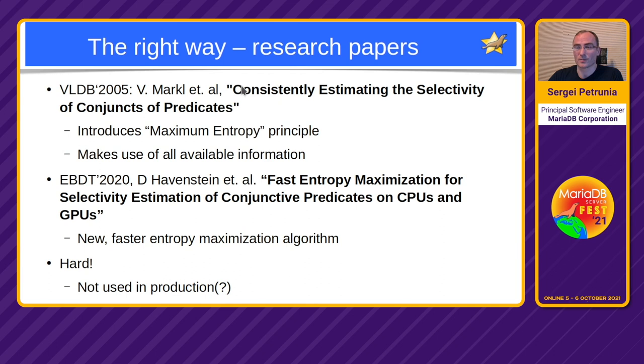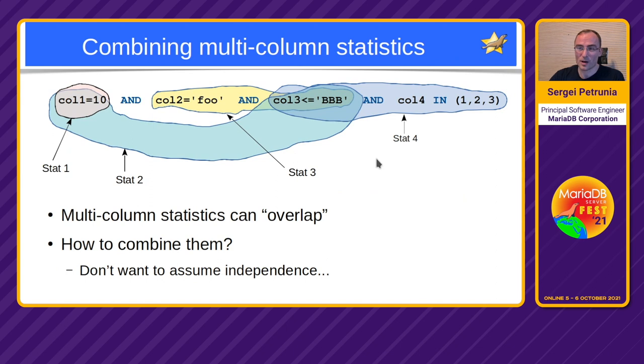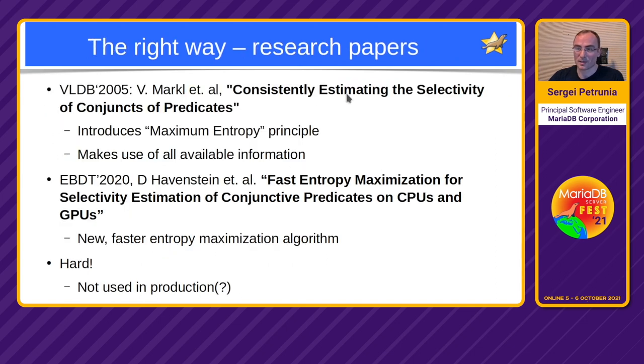And the research papers actually show how to do that. The first one of them was published in 2005, Consistently Estimating the Selectivity of Conjuncts of Predicates. It introduces the so-called maximum entropy principle, which makes use of all available information from all the partial statistics that you have, and arrives at an estimate that is fair, not biased, and so forth. However, it's very computationally hard, slow, and difficult to code.